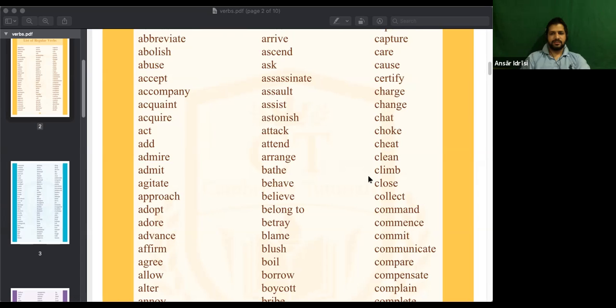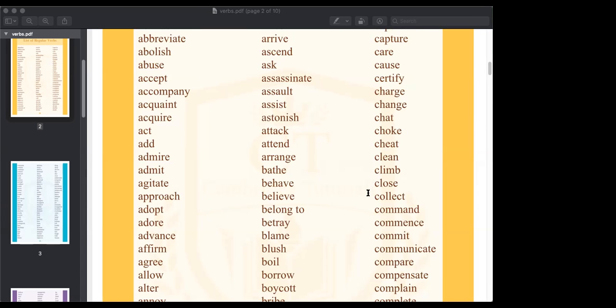Very good. Next. I used to believe. Did I used to believe? I didn't use to believe. I used to agree. Did I used to agree? I didn't used to agree. Very good.